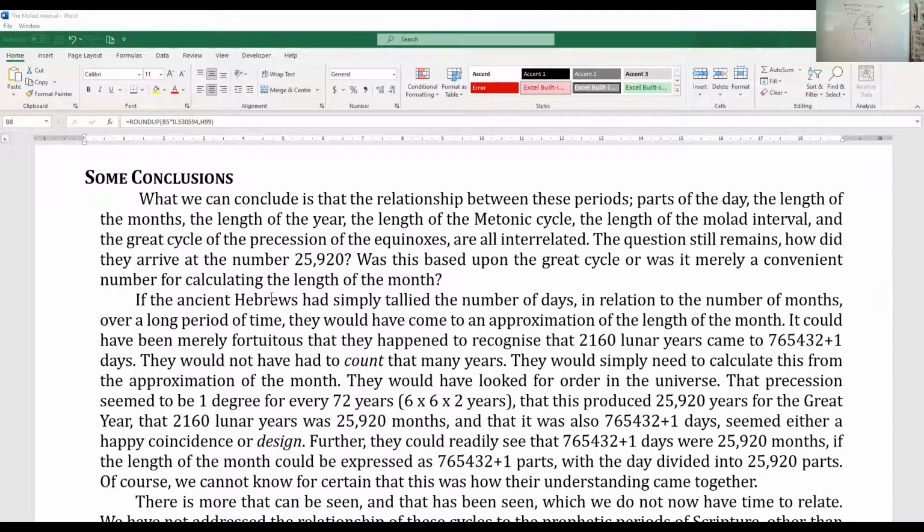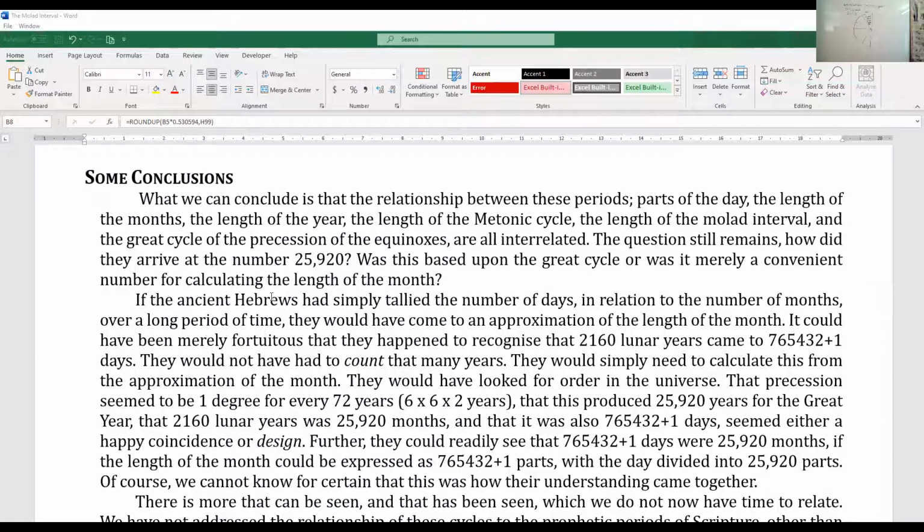If the ancient Hebrews had simply tallied the number of days in relation to the number of months over a long period of time, they would have come to an approximation of the length of the month. It could have been merely fortuitous that they happened to recognize that 2,160 lunar years came to 765,432 plus 1 days. They would not have had to count that many years. They would simply need to calculate this from the approximation of the month.